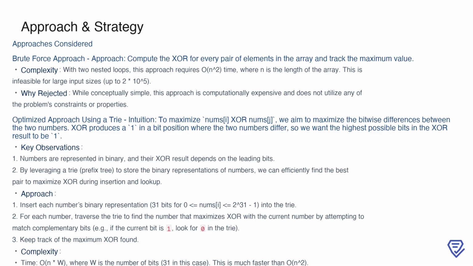Specifically, we insert each number's binary representation into the tree and, for every number, traverse the tree to find the complement of its bits whenever possible, thus maximizing the XOR. This approach significantly improves efficiency with a time complexity of O(n*w), where w is the number of bits in the binary representation, which is fixed at 31 for this problem.